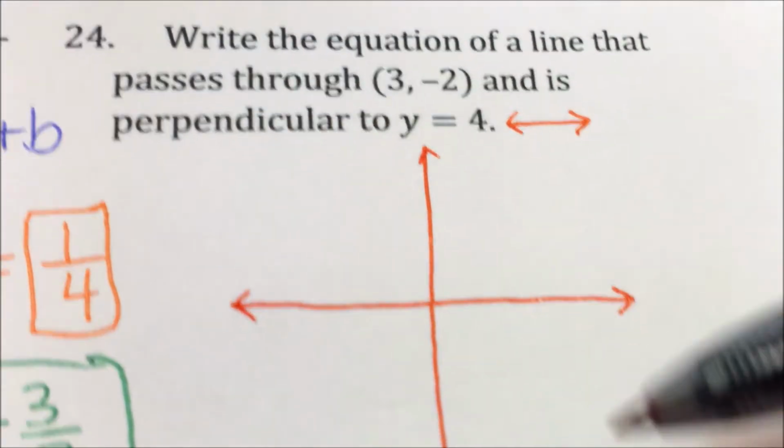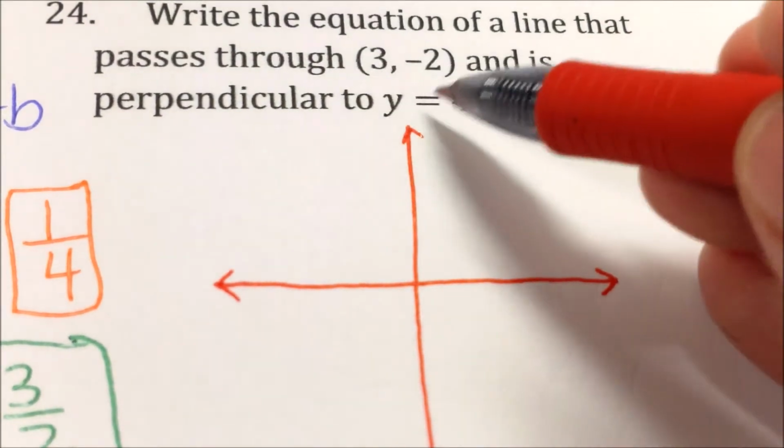Okay, so I'm graphing it. So I'm going to go to (3, -2).